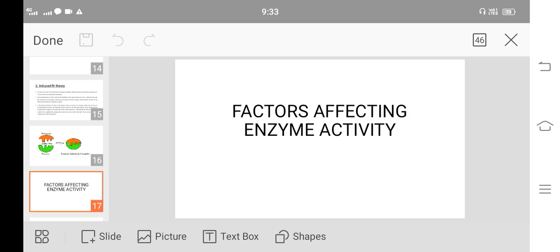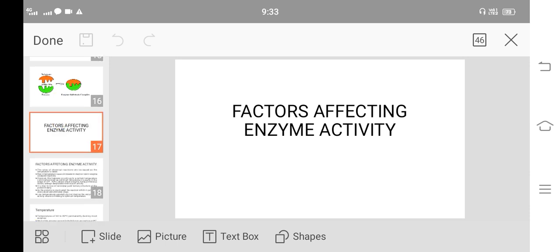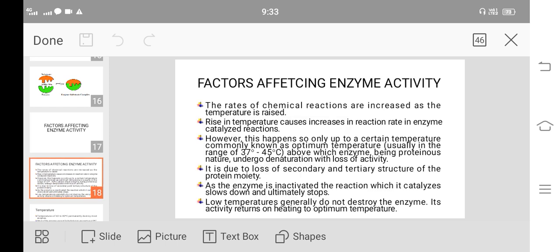Next, we'll move on to factors affecting enzyme activity. Some of the factors that affect enzyme activity are temperature, pH, substrate concentration and others. The rate of a chemical reaction increases as the temperature is raised. A rise in temperature causes an increase in reaction rate in an enzyme catalyzed reaction.